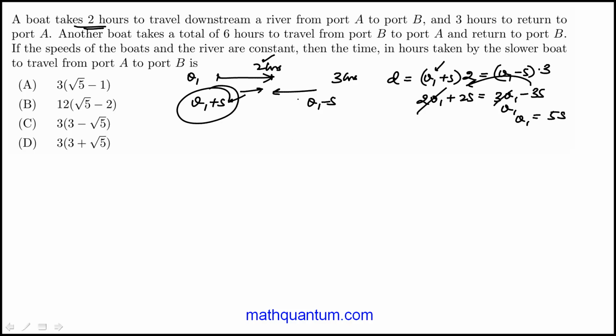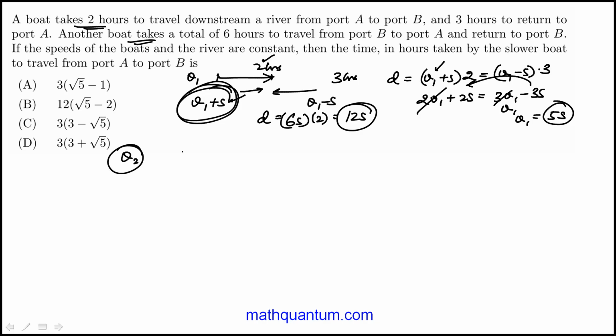And that means that I can write the distance as v1 plus s, so that would be 6s times the 2 hours. So that's the distance between the two ports in terms of the speed of the river itself. Now we have to talk about the second boat, and I'll call its speed v sub 2, and it gives you the total time to be 6 hours.